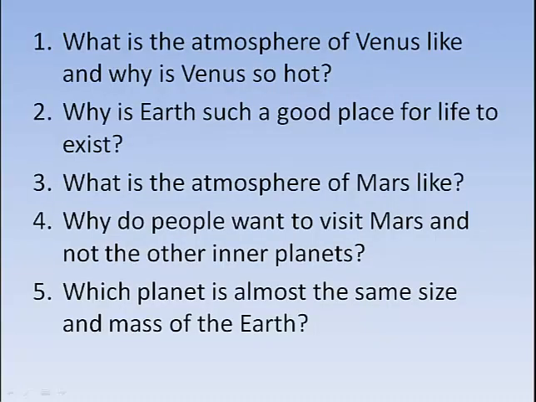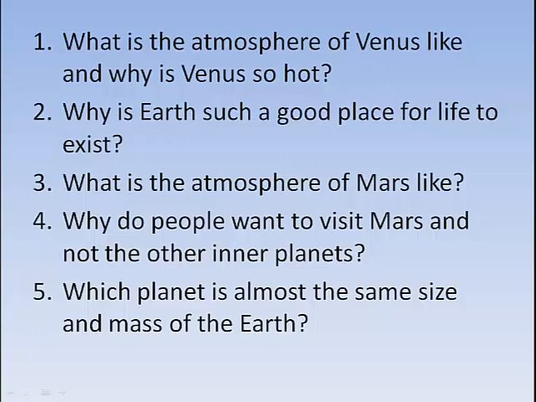All right, so hit pause, answer these questions, and when you're ready, listen to the answers. What is the atmosphere of Venus like, and why is it so hot? The atmosphere of Venus is an extremely dense atmosphere of carbon dioxide. The reason it's so hot is because it has a runaway greenhouse effect. That carbon dioxide traps the heat from the sun, so it's hot enough on Venus to melt lead.